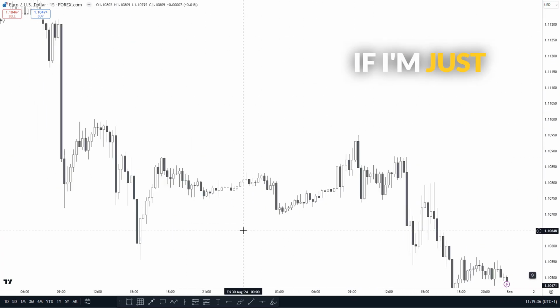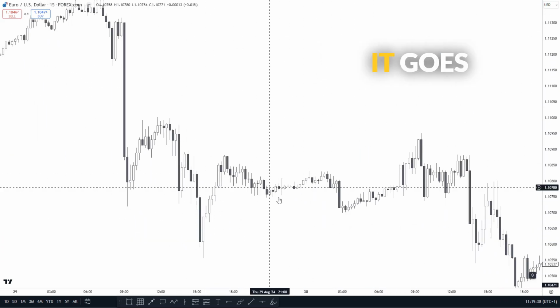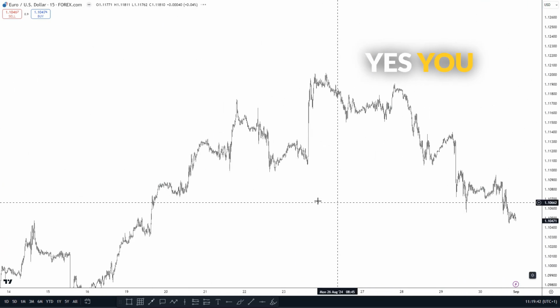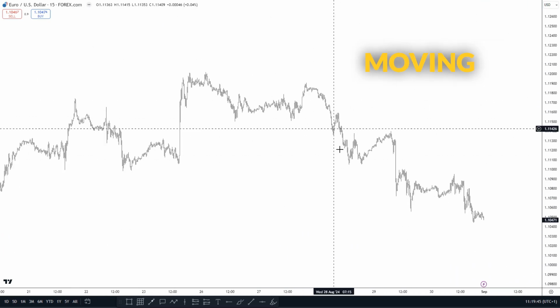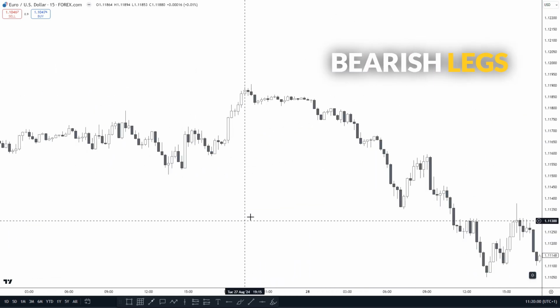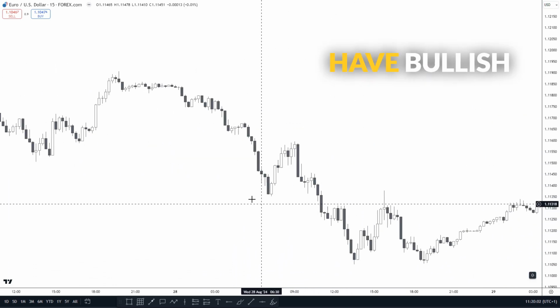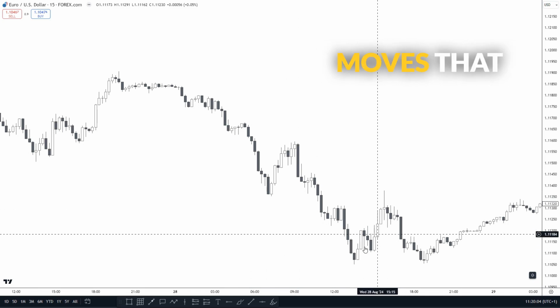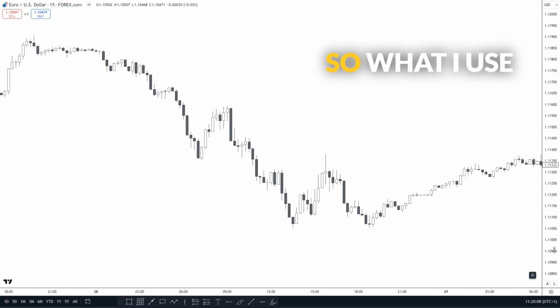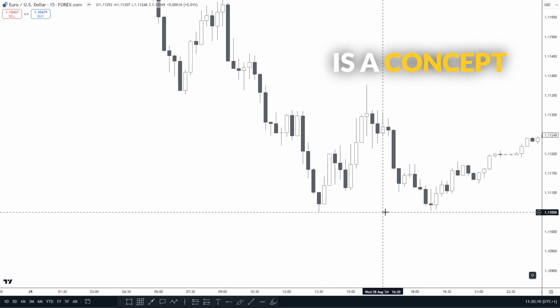Especially if I'm just using the 15-minute, look, it goes up, it goes down, it goes up, it goes down. Overall, yes, you could say we're moving bearishly. But what you'll find is that even in these bearish legs, you will have bullish moves that give enough RR to work out. So what I use is a concept that I've always used.